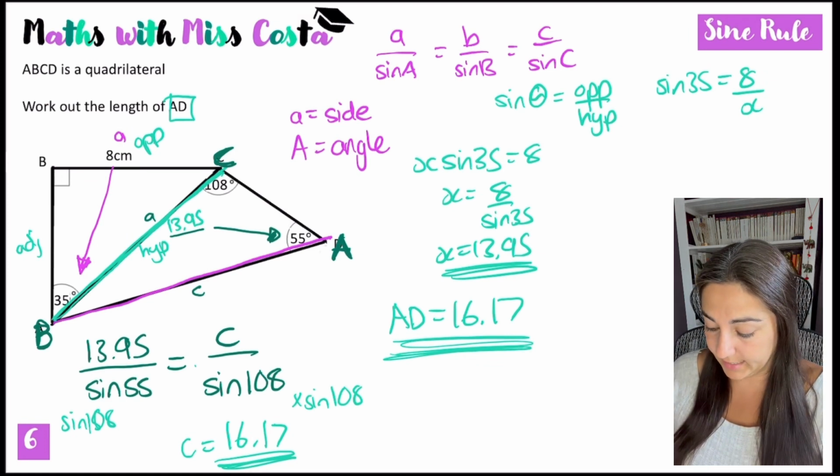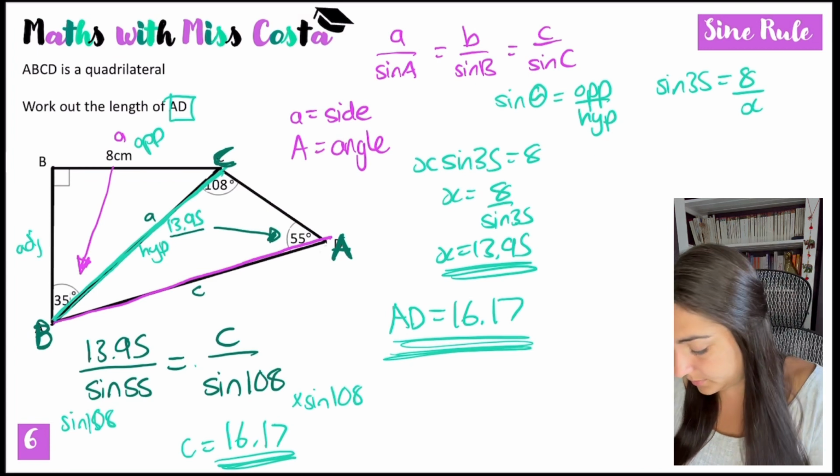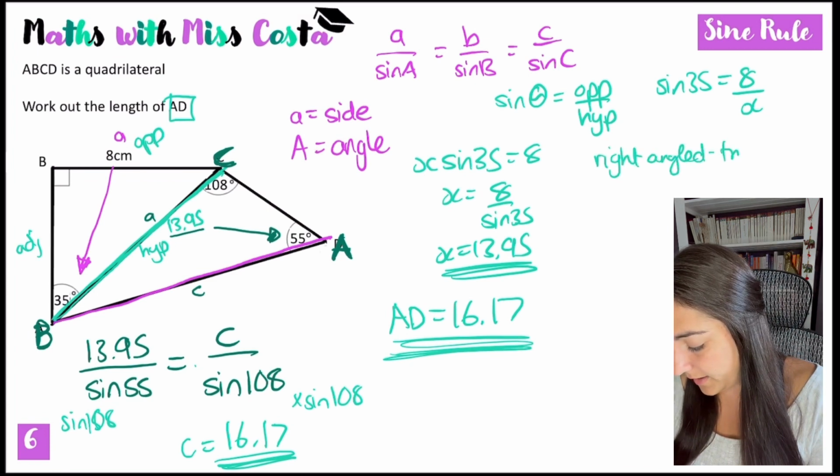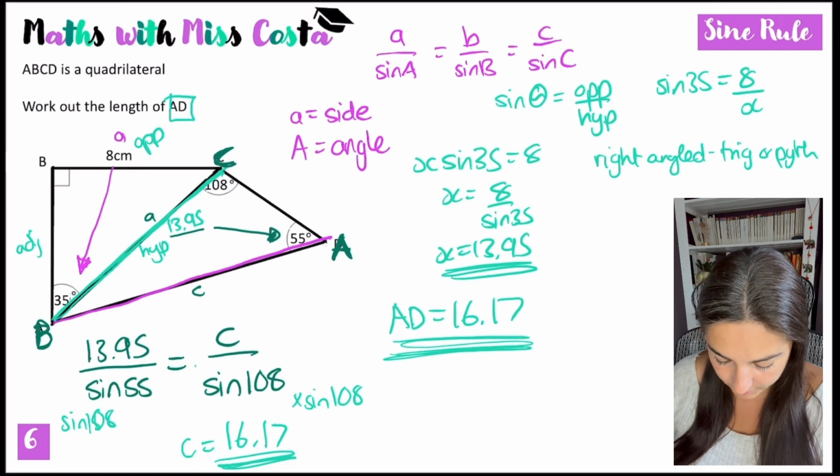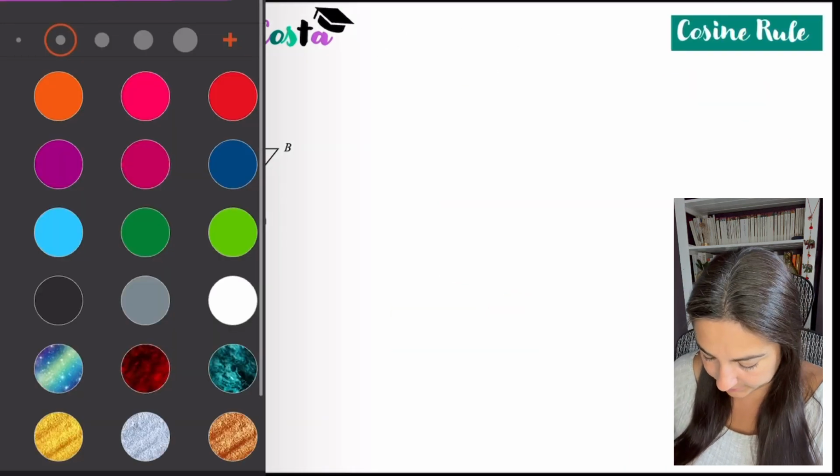The key thing is, remember, if it's right angled, you use trig or Pythagoras. And if it's non-right angled, that's where you use the sine rule and the cosine rule. Okay, now let's try the cosine rule.